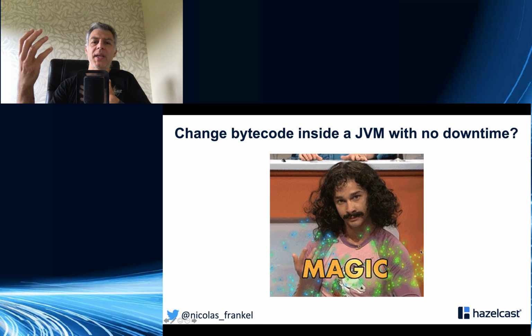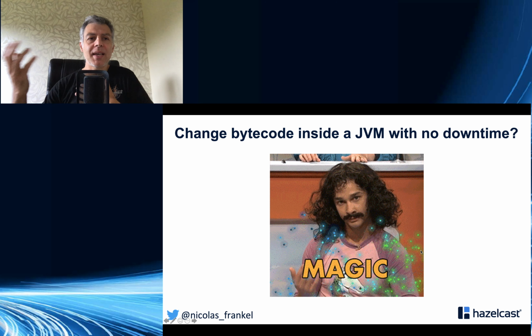And then we can say, oh, but let's keep everything as it is and just try to change the bytecode inside the JVM without any downtime. How can we do it? It sounds a bit like magic, and probably it is if you don't know about those tools, but actually it's possible. So first, let me tell you about something called the attach API.